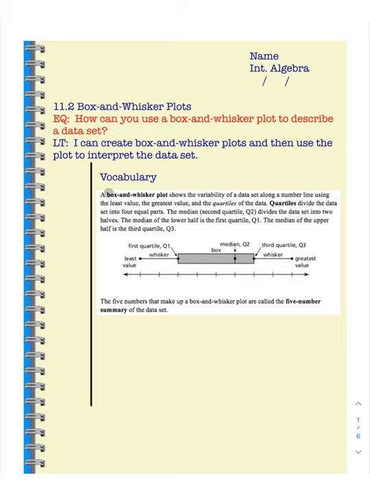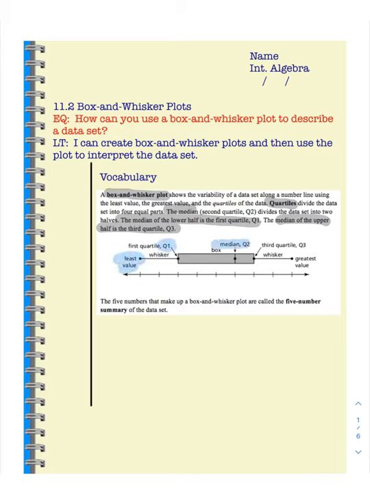So, vocabulary. Of course, we have a box and whisker plot, and a box and whisker plot shows the variability of a data set along a number line using the least value, the greatest value, and the quartiles of the data. The quartiles divide the data set into 4 equal parts. So those 5 numbers are the median, which divides it into 2 halves. You have the median of the lower half, which is quartile 1, and the median of the upper half, which is quartile 3. So the 5 data points that make up a box and whisker plot are the least value, quartile 1, median, quartile 3, and the greatest value.